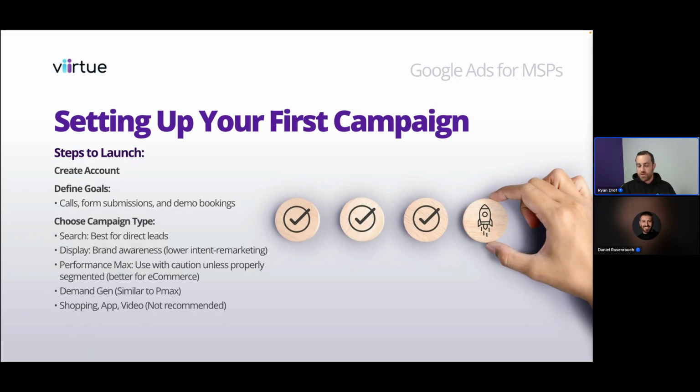We're going to choose search. Display is for remarketing, and we're going to get to that in the next session. Performance Max, Demand Gen, and Shopping are great for e-commerce, but in our situation they're not going to work. So we just want to start with a general search campaign and target high value keywords. Once we get those people onto our site, we can tag their information and remarket to them. But at this point, we just want the high intent value buyers.